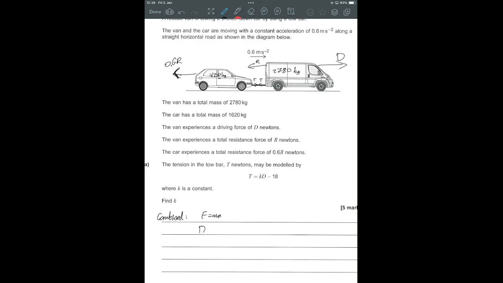So my F for the entire system, I've got a forward force of D, and I've got a backward force of the 0.6 R and the R. I don't need to include my forces of T. And that's equal to, now the total mass of the system is 4,400 times by the acceleration. Now I have taken everything forwards to be positive, just double checking that all my signs are correct, and that does work. So that's telling me that D is 1.6 R plus 2640. So I have D in terms of R.